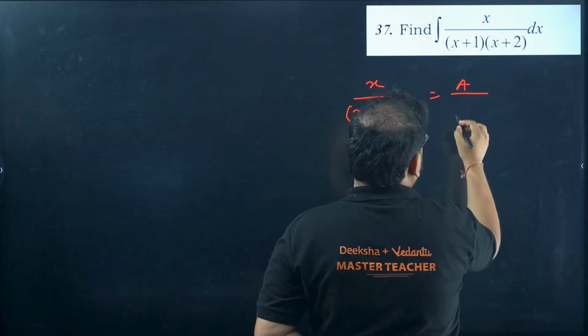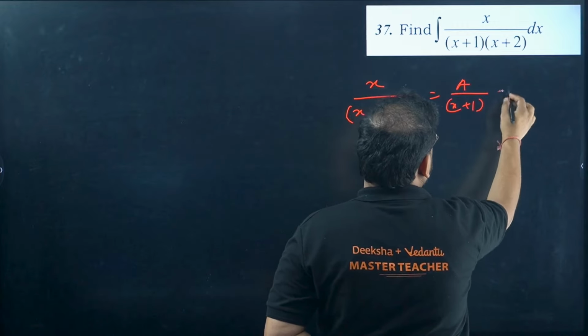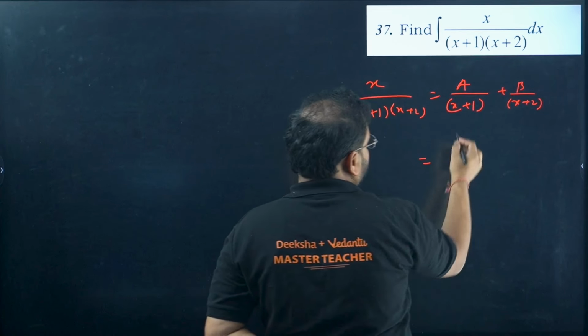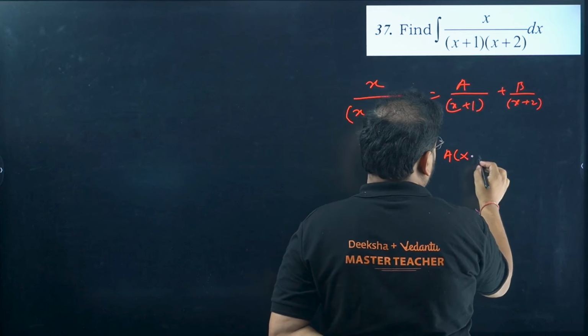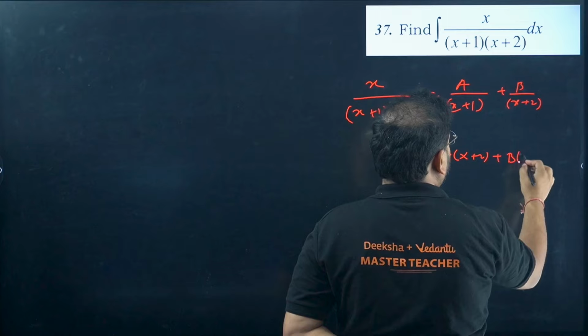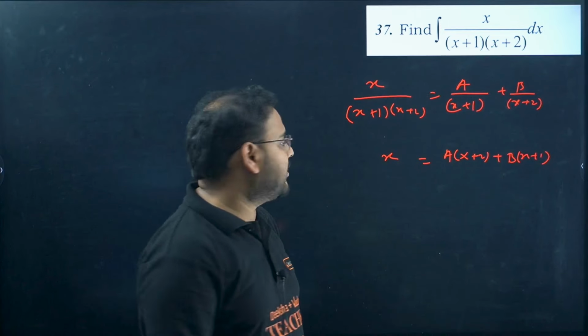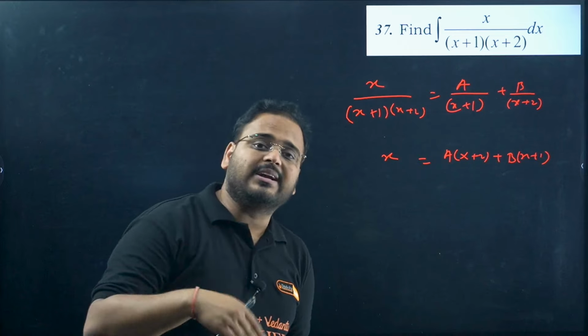We'll have two unknowns. Okay, we'll just figure out the numerator. B times of x plus 1. Here we have only x. Let's not compare the denominator anymore, because we all know that denominator is actually same.